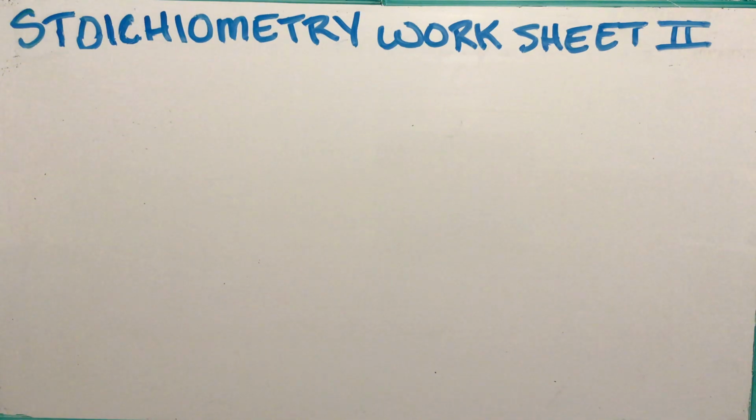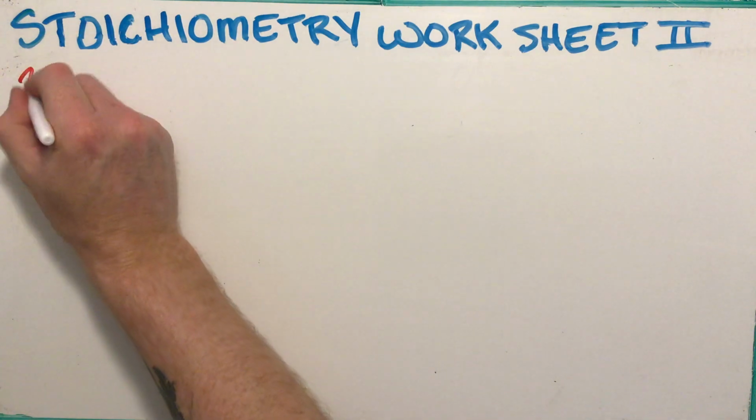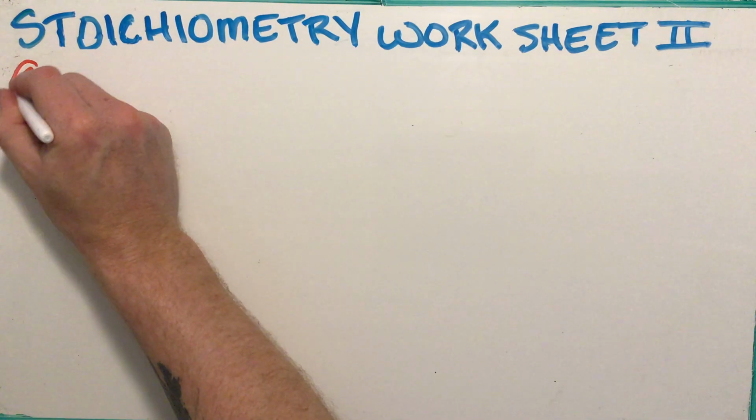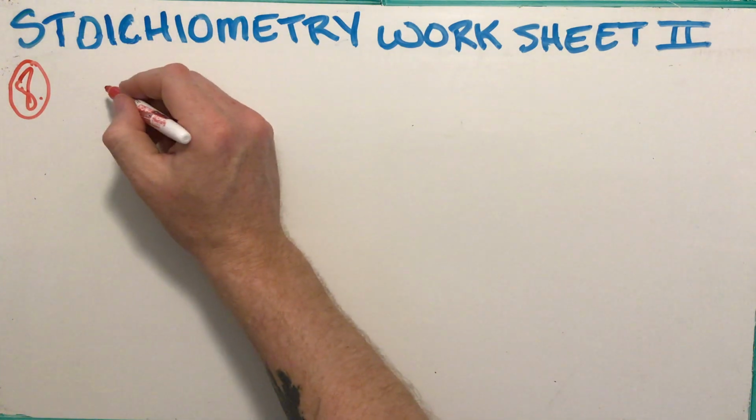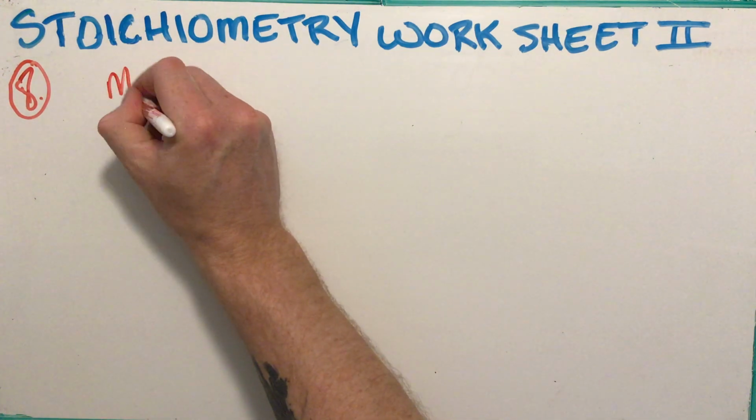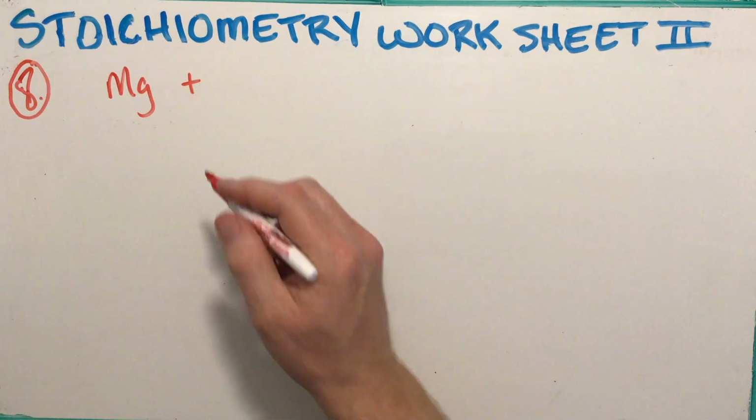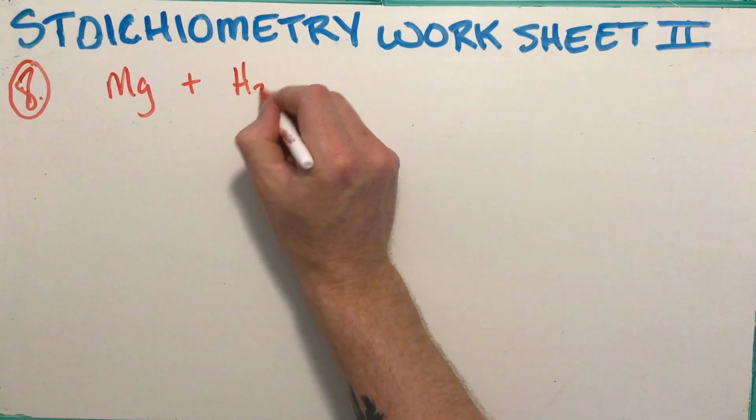All right. Number 8. Ooh, that's a bad looking 8. Number 8 is a single displacement reaction. They want you to show the single displacement between magnesium and phosphoric acid.